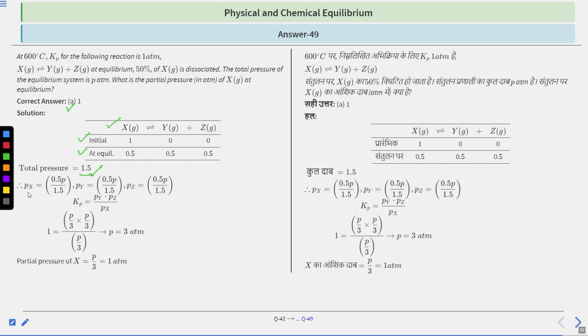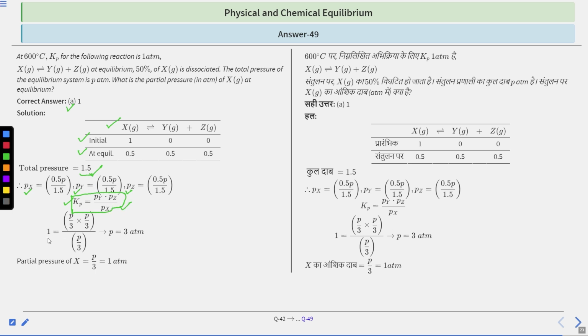And therefore, the partial pressure for X is the mole fraction into total pressure, that is 0.5 upon 1.5 into P. The partial pressure for Y will become 0.5 upon 1.5 into P, and partial pressure for Z will become 0.5 divided by 1.5 into P. So if we find Kp in terms of partial pressure, it will be partial pressure of Y product into partial pressure of Z divided by partial pressure of reactant, that is partial pressure of X. Put the values in this equation.